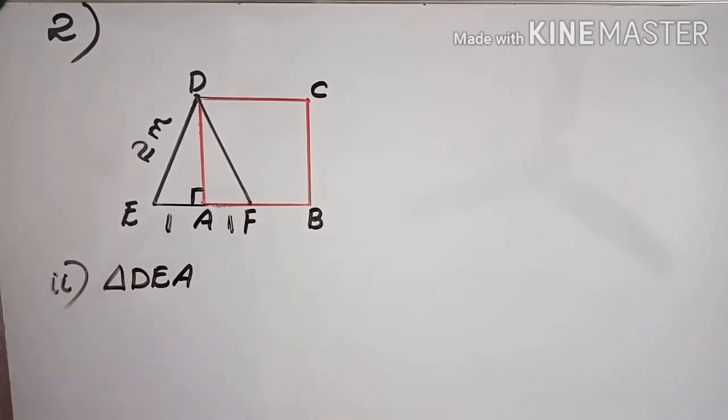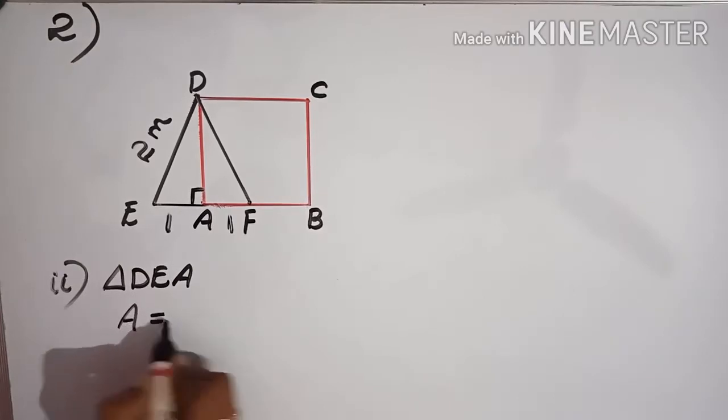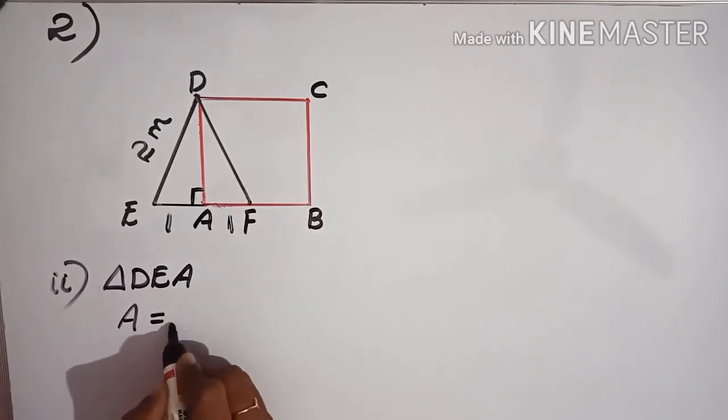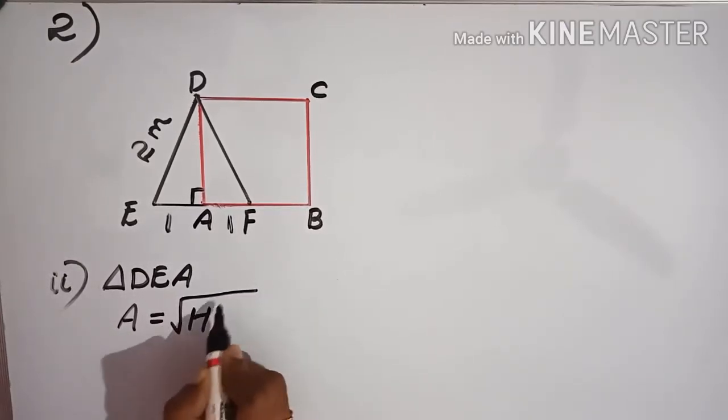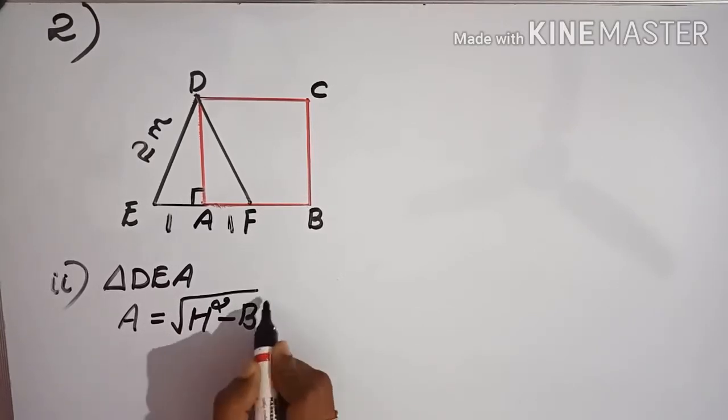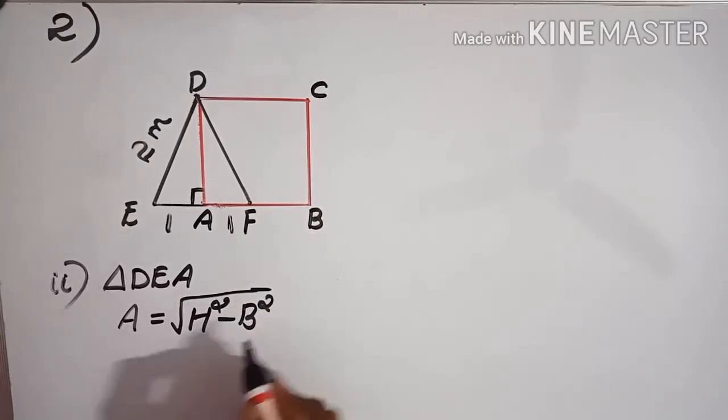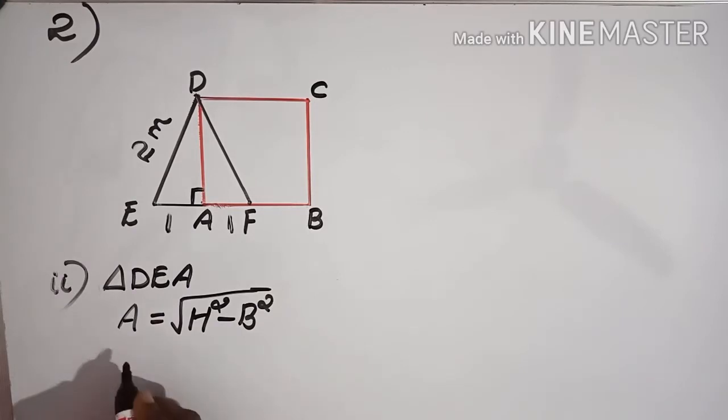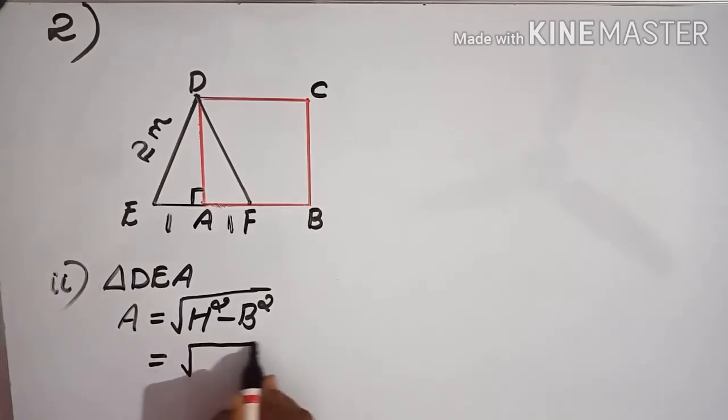Let's consider the right triangle DEA. So here in this right triangle DEA, base is what? EA is base, and this DE is what? Hypotenuse. EA is base, DE is hypotenuse. We need to find the altitude. What is the altitude equation? According to the Pythagoras theorem, altitude equation is A equal to root of h square minus base square. Hypotenuse square minus base square is the equation. So that is equal to, here hypotenuse is what?